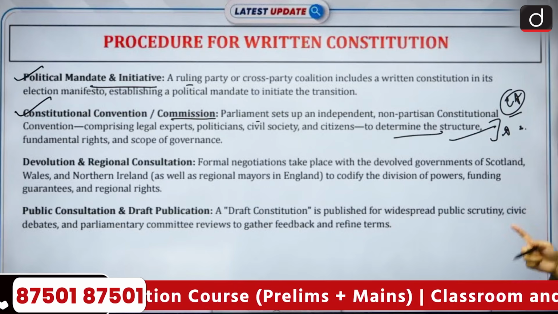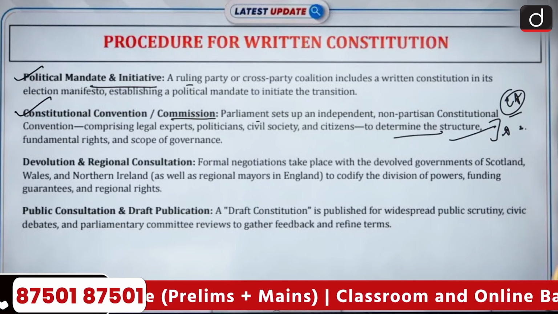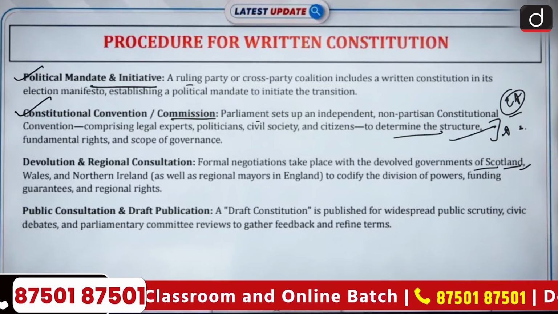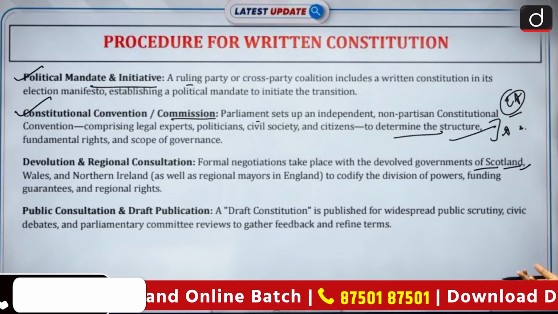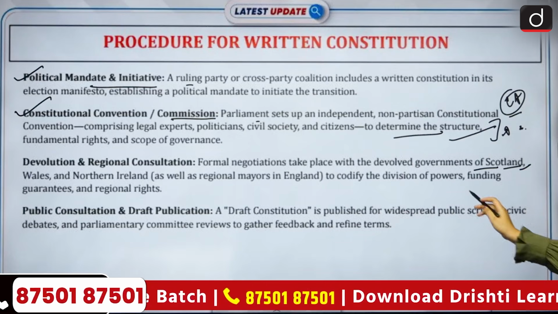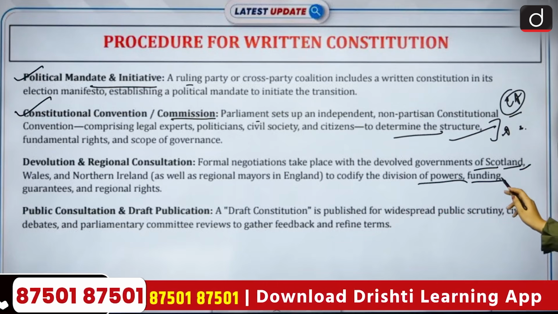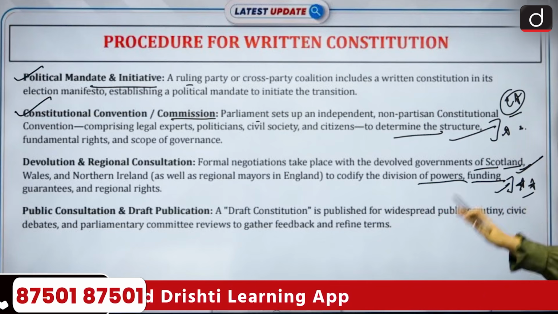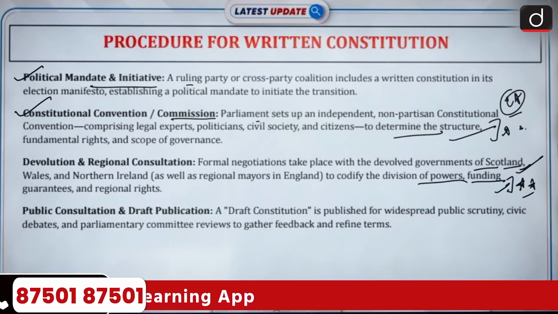Then comes the devolution and regional consultation. Formal negotiations with the devolved governments of Scotland, Wales and Northern Ireland, and the regional mayors in England also. They can codify the division of power, funding guarantees, regional rights. That way they can decide their future also and then mark that in their constitution.